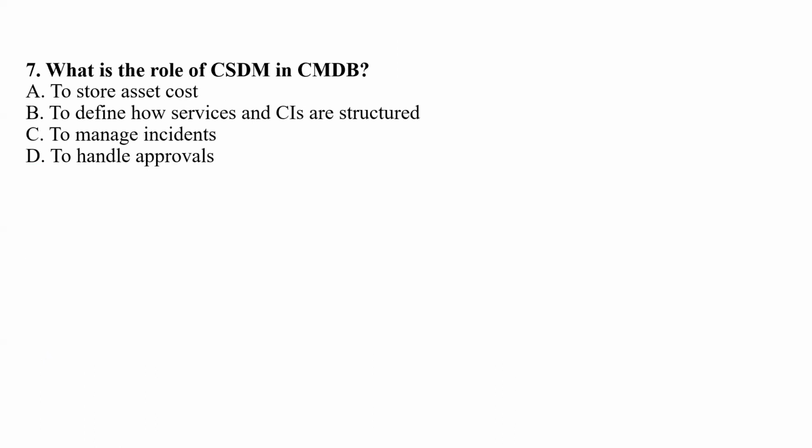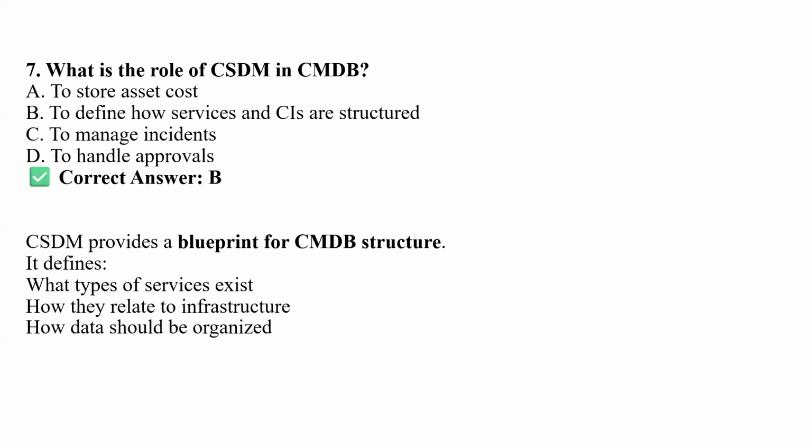Next question. What is the role of CSDM in CMDB? Option A, to store asset cost. Option B, to define how services and CIs are structured. Option C, to manage incidents. And option D, to handle approvals. The correct answer is option B, to define how services and CIs are structured. So it acts like a blueprint for CMDB. It means what type of services exist, how they are related to infrastructure, and how data should be organized.